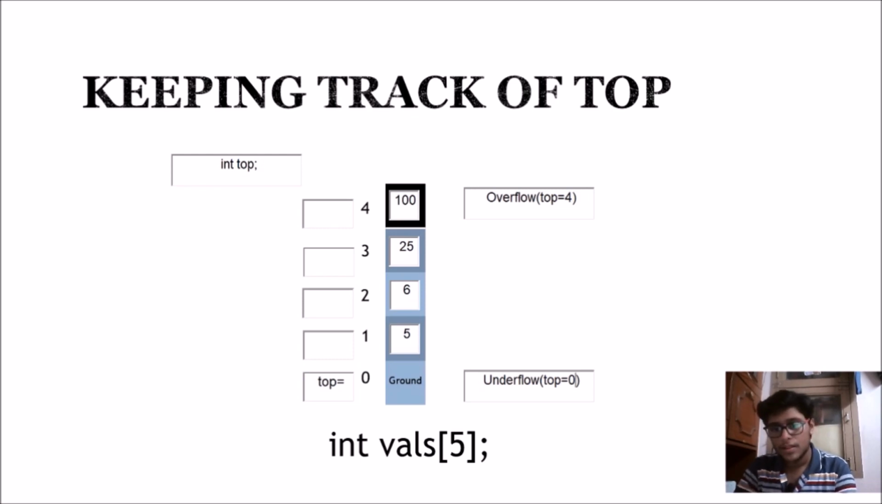So every time we pop something, we're going to check for underflow, which is top equals 0. And every time we push, we're going to check for overflow, which is top equals 4. Top equals 4 is specific to vals of 5. But let's say it's vals of some random number. Then we're going to check top equals that number minus 1. You understand? Let's assume it's int vals of x. Then we're going to check top equals x minus 1. But underflow always remains the same. It's always going to be 0. So this is how we keep track of top.